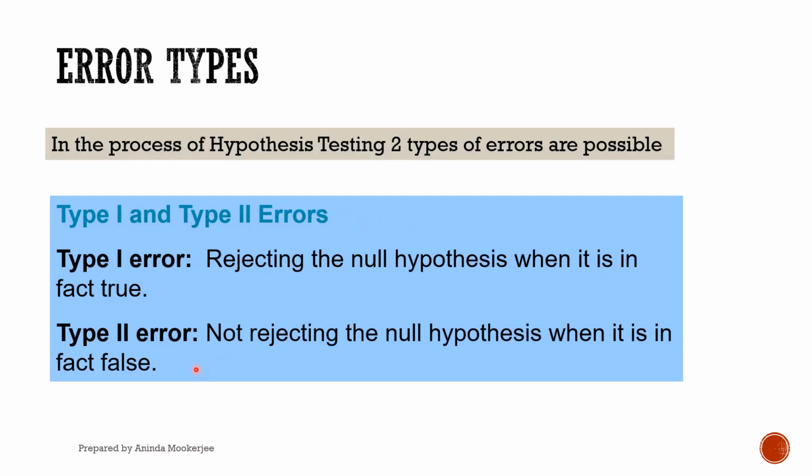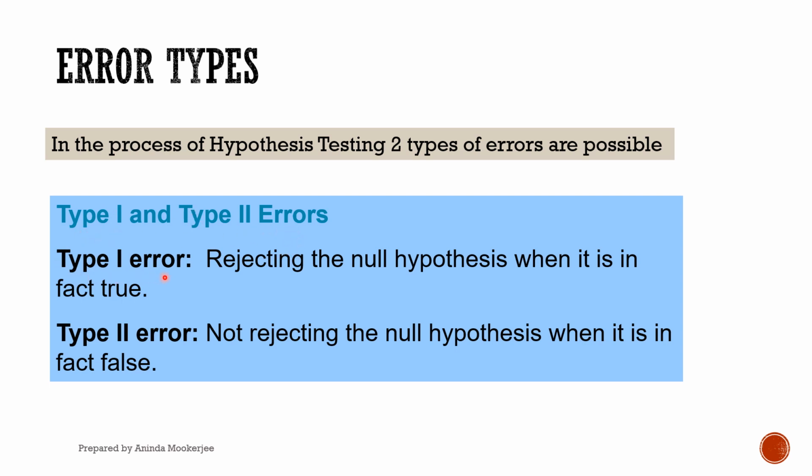Now, in the process of hypothesis testing, when we decide whether the null hypothesis should be rejected or not rejected, we can be susceptible to making some errors. And there are two types of errors possible in the process of taking a decision. They are called the type 1 and type 2 errors.